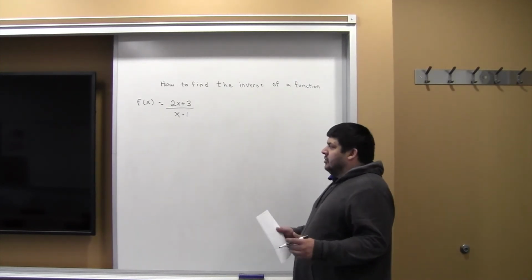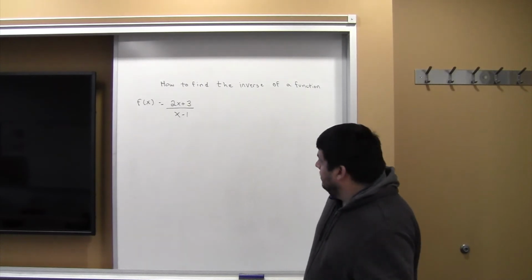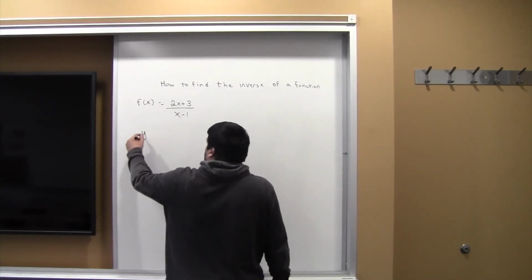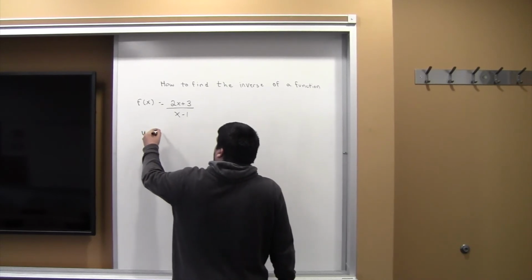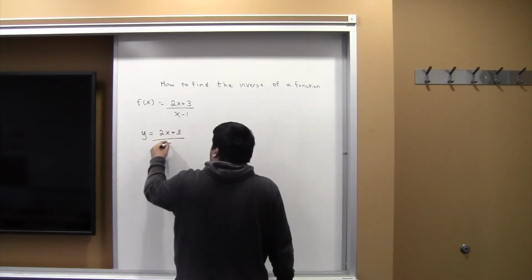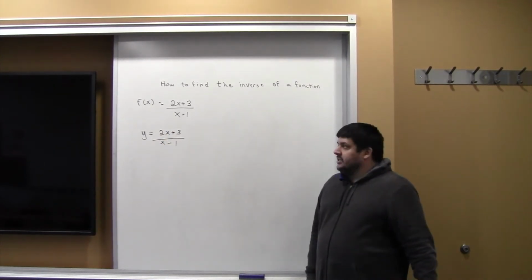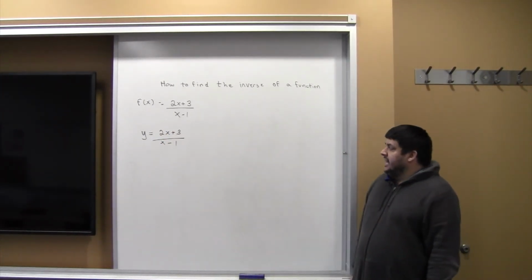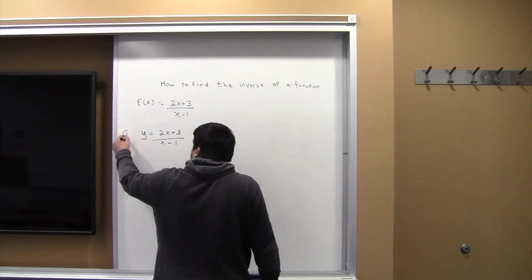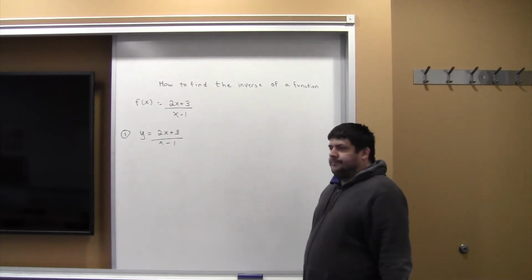Okay, so first step, we put this down. Step one, of course we know. We're going to write it as y equals instead of f of x equals. So we replace the f of x with y. So that we've done. That's the first thing we have to do.